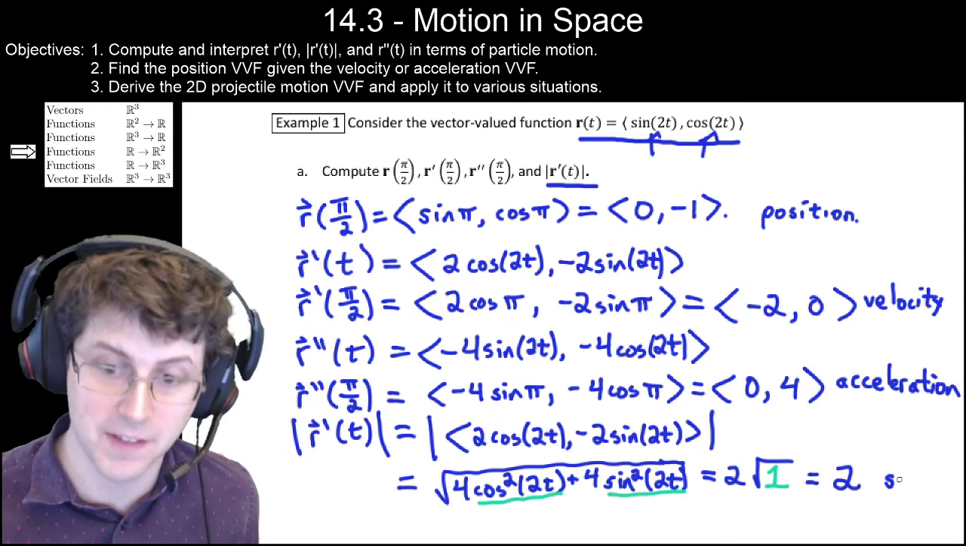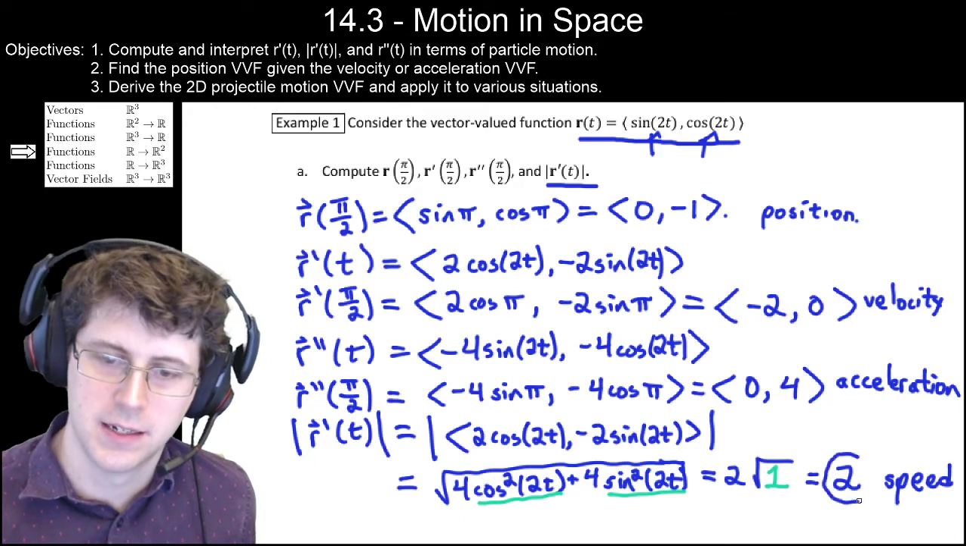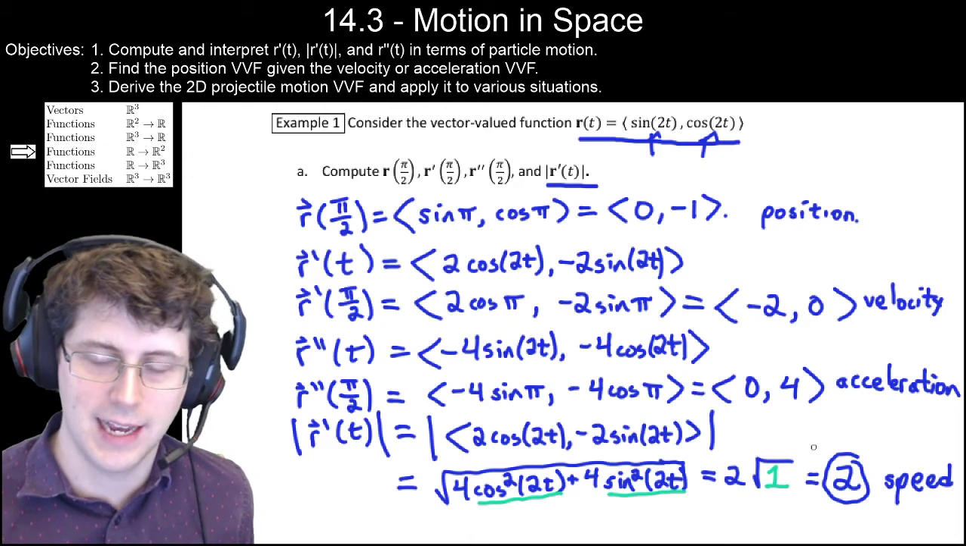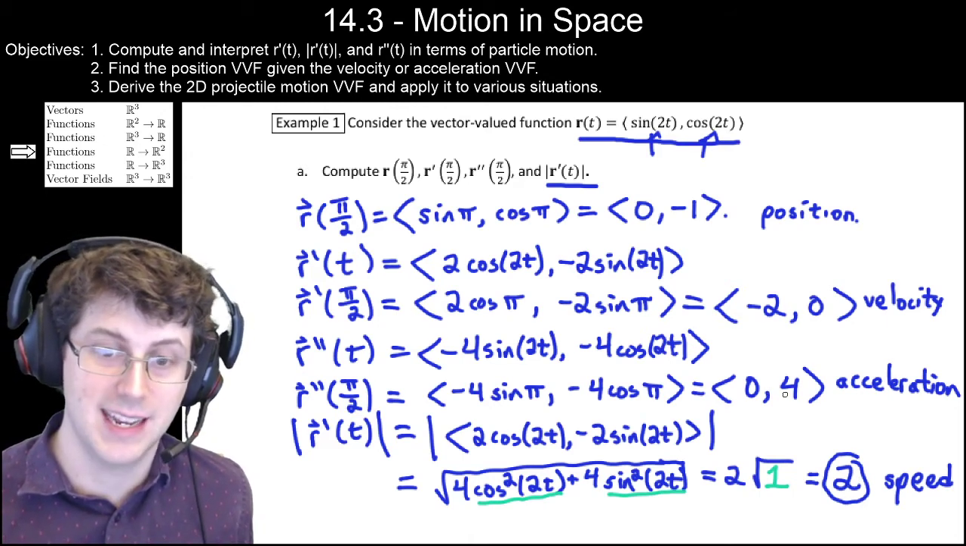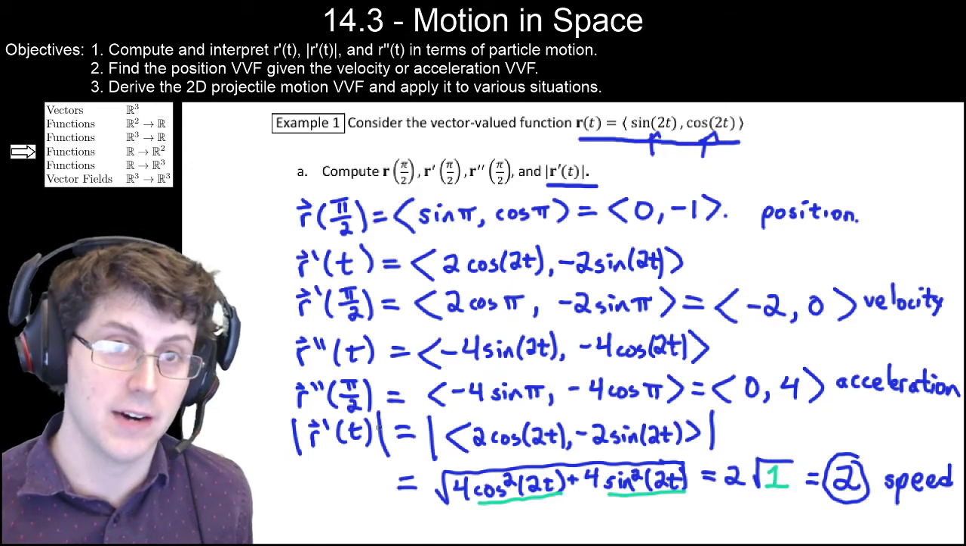The size of the velocity has a name. It's called speed. So if there's an object spinning around in a circle in this way, it has speed 2 all the time. It has this acceleration vector, this velocity vector, and this position vector at time pi over 2.